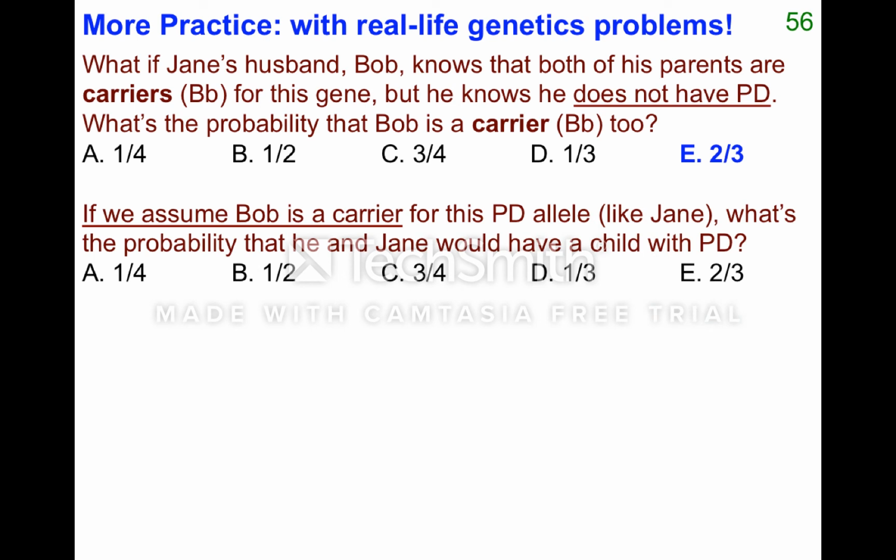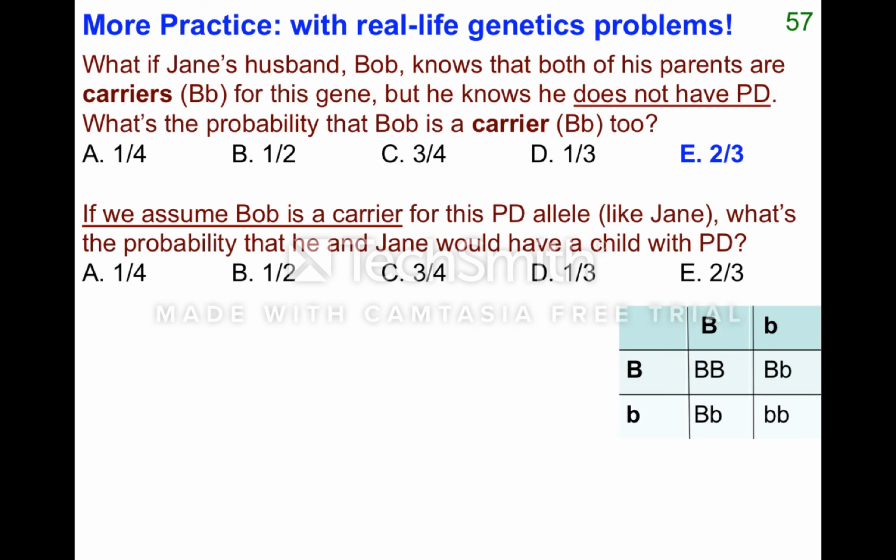Okay, so let's assume that Bob is a carrier for now, just to simplify the equation. If Bob is a carrier for sure for Parkinson's disease, and we know that Jane is for sure a carrier, what's the probability that their offspring will have Parkinson's disease, and have the actual disorder? Okay, so pause now and think about that.